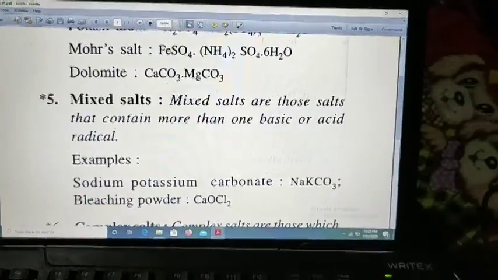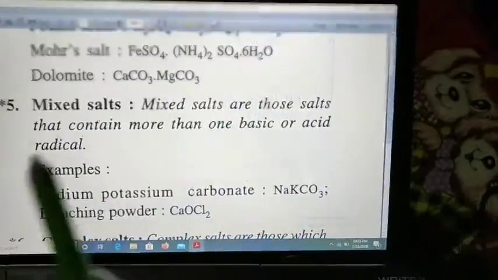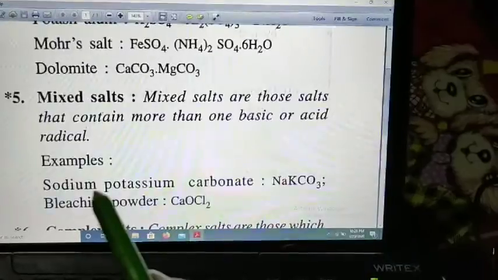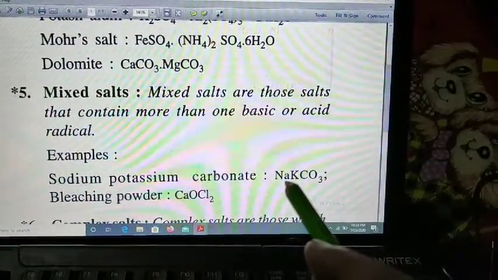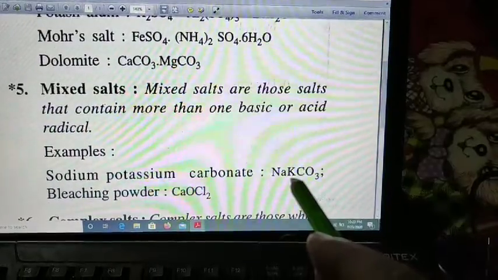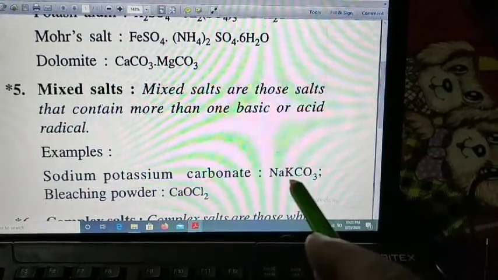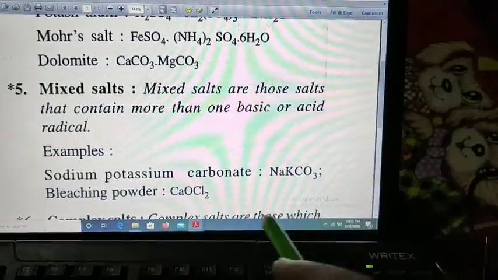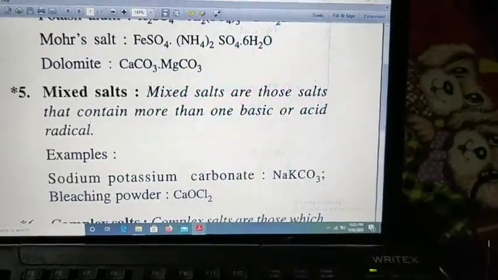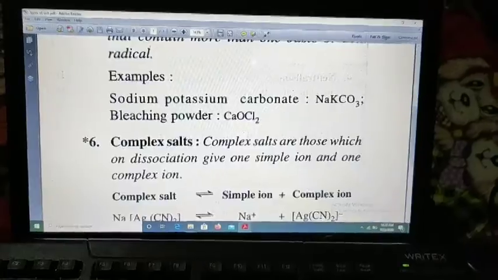Next we have mixed salt. Mixed salts are those salts that contain more than one basic or acid radical. For example, sodium potassium carbonate. In this, sodium is a positive ion and potassium is also a positive ion. So we have two basic radicals and one carbonate. Such kinds of salts we call mixed salts.